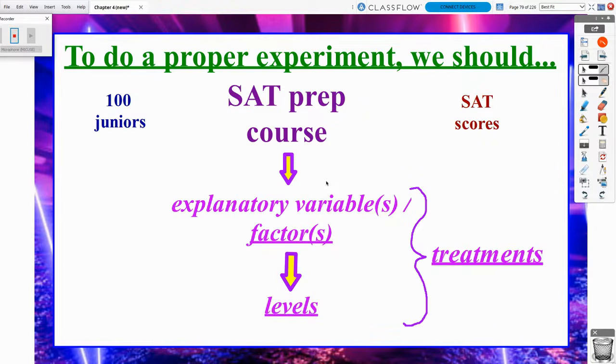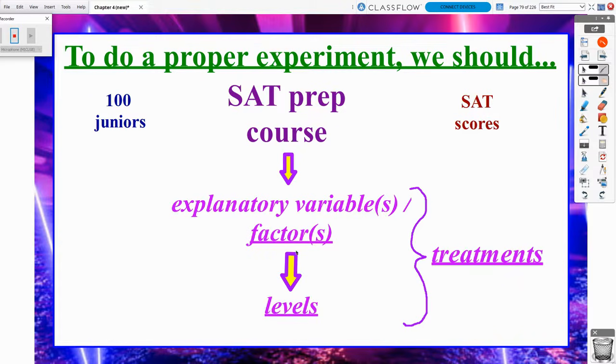Next up in our experiment, let's talk about the actual treatments that we are going to be imposing on our subjects. Now, in general, if we're going to talk about treatments, we first need to talk about the explanatory variable or variables, slash the factor or factors. So these are kind of like the main things that we're going to experiment with as the treatments. And so we really only have one specific treatment in our experiment, and that is the SAT prep course.